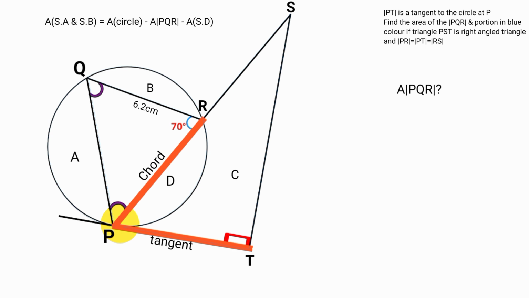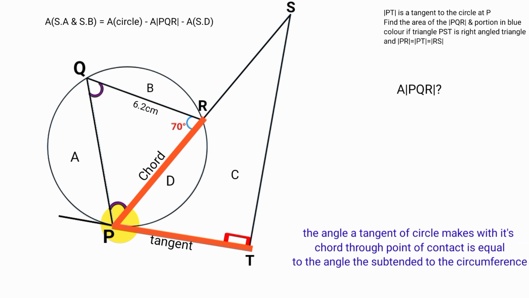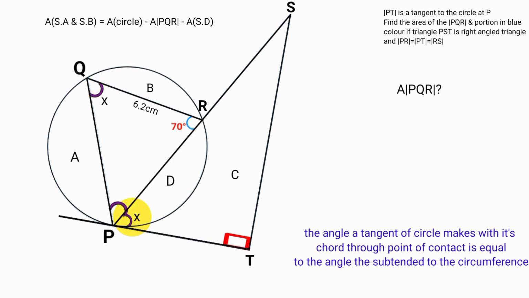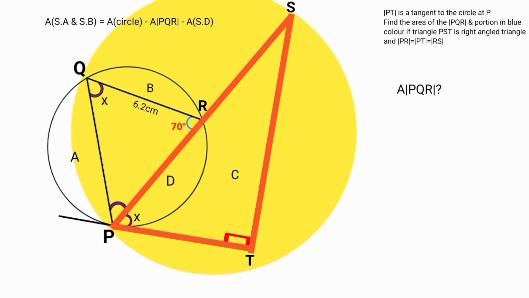We know that in circle theory, if the tangent of a circle and a chord meet at the point of contact, the angle formed at that point must be equal to the angle the chord subtends to the circumference of the circle. So that means this angle here and this angle here are equal. So we can label this X, and if this is X, this must also be X. So from this triangle here, let's see if we can find X.